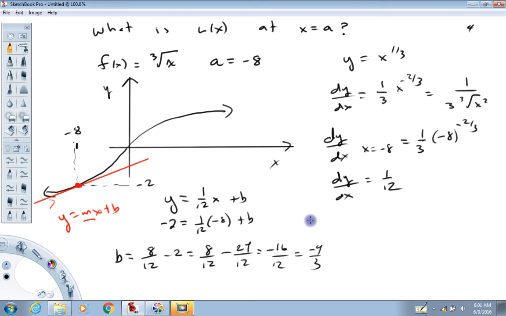So y equals 1/12 x minus 4/3 is a linear approximation to this function at this point.